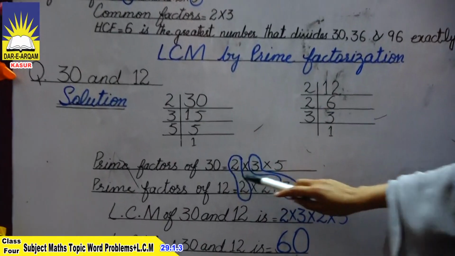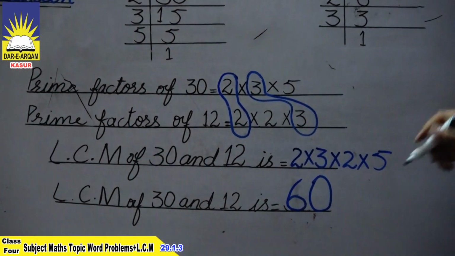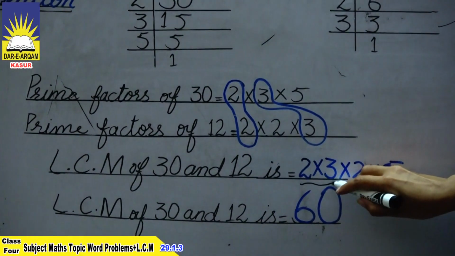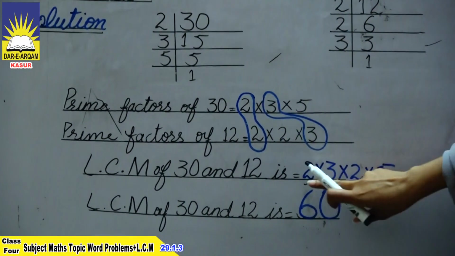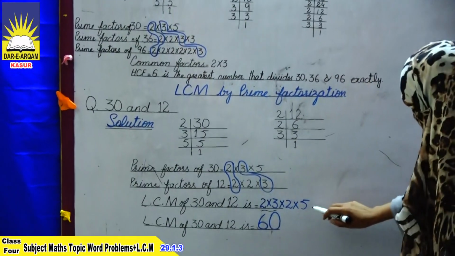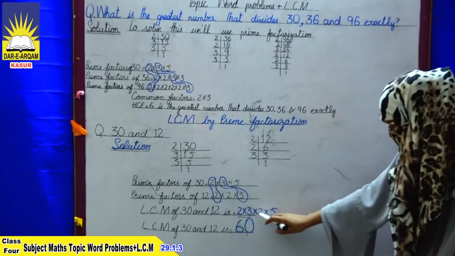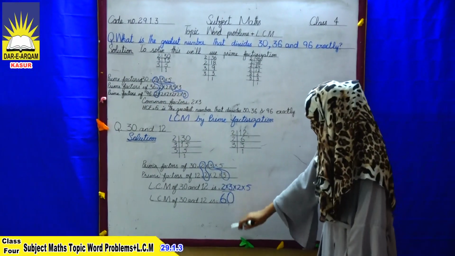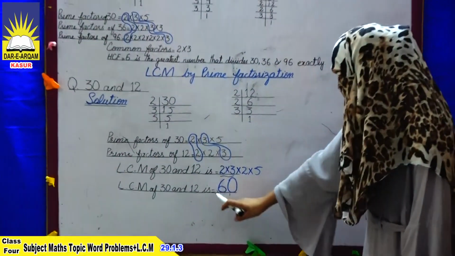Here, the common factors are 2 multiplied by 3, and we will also write all those factors which are uncommon: 5 multiplied by 2. 5 multiplied by 2 is 10. 10 threes are 30. 3 twos are 6, so 60. LCM of 30 and 12 is 60.